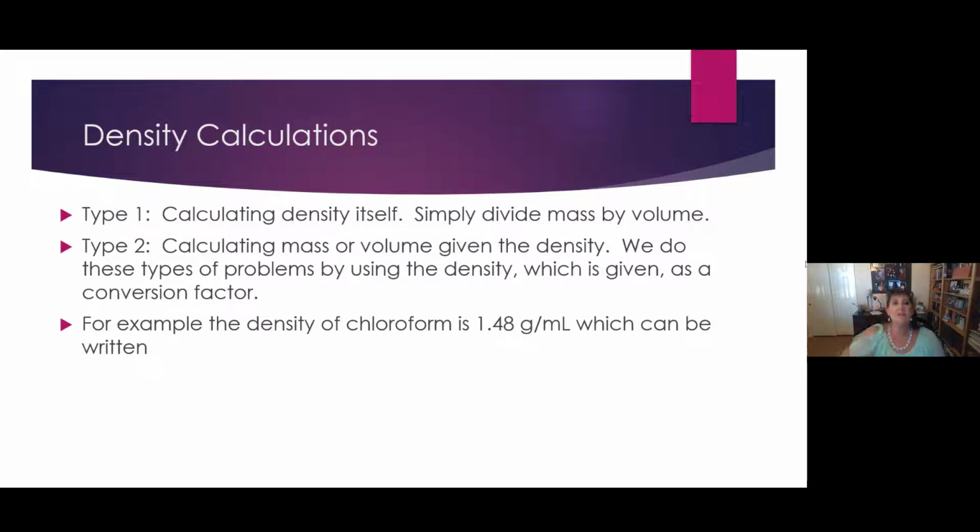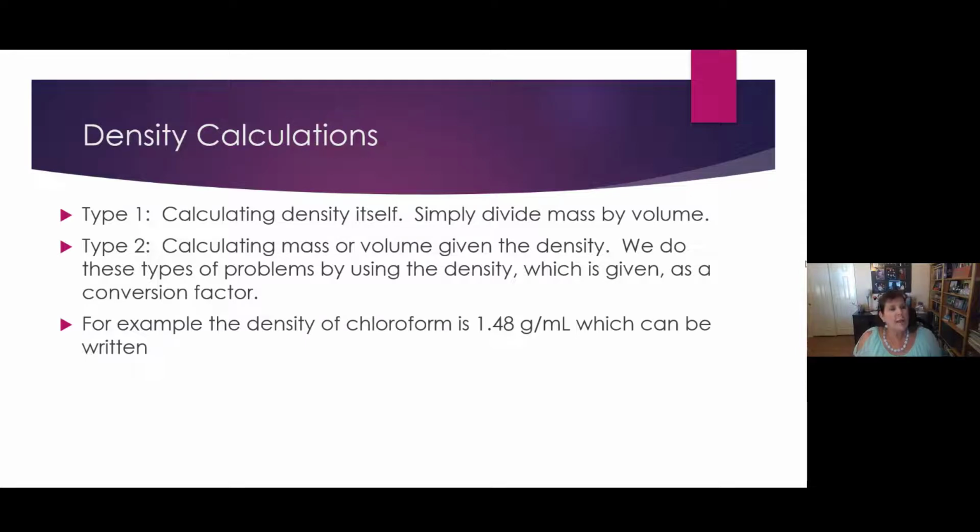So we got some calculations with mass over volume for density. Type 1 is just to calculate density itself. This is easy. All you have to do is divide mass over volume. And remember our heart with the line through it. Remember it's mass over the volume. All you have to do is divide.